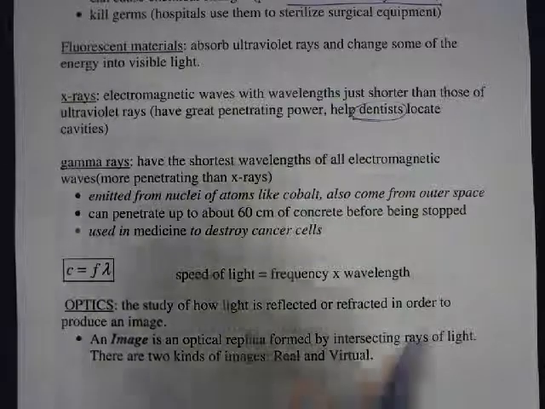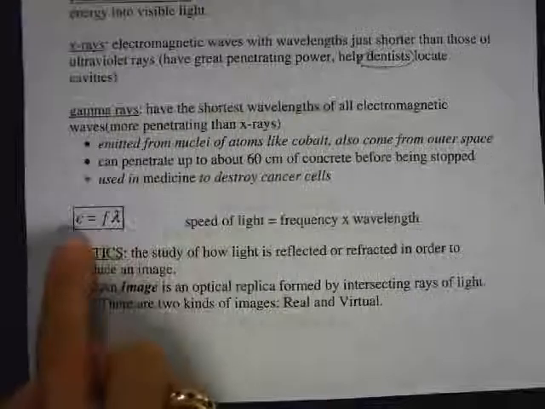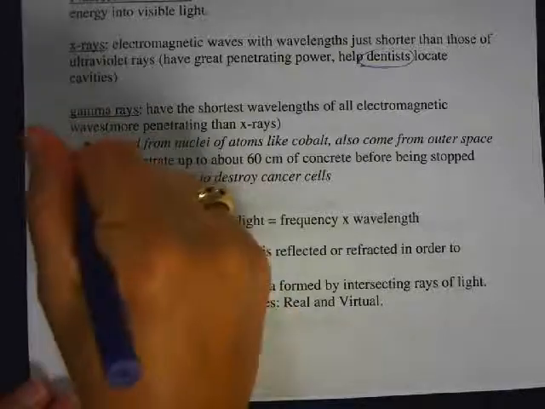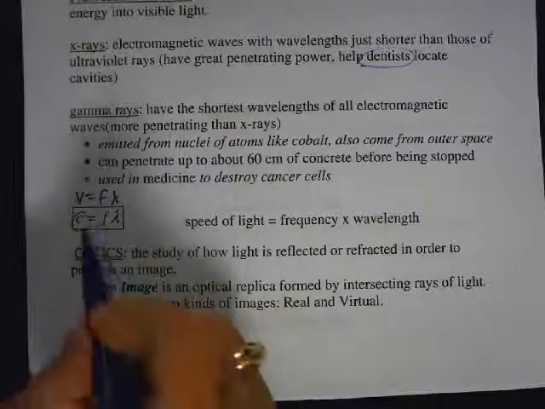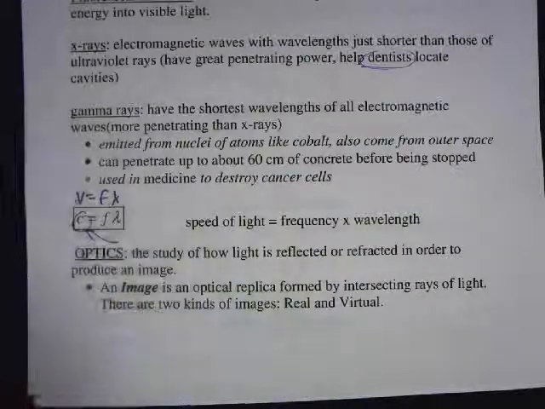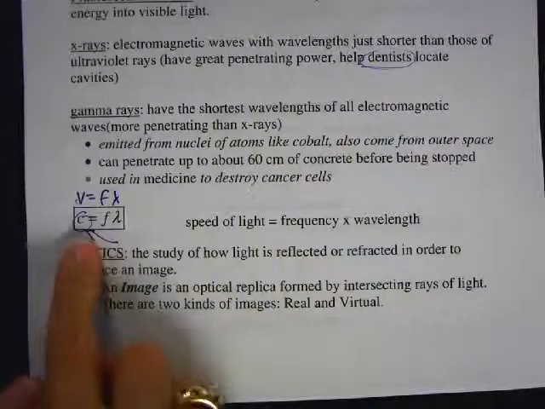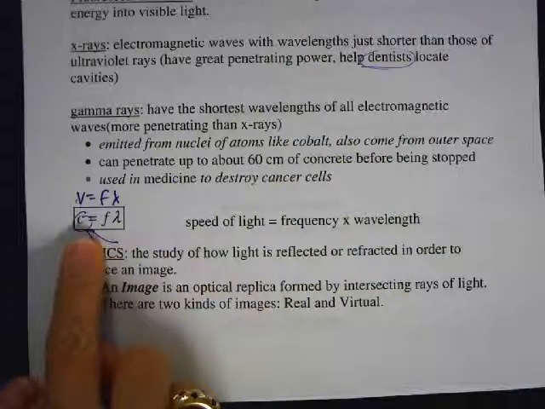So the one equation we have here is, it's just like v equals f lambda, except this is c equals f lambda because all electromagnetic waves travel at the same speed, 3.0 times 10 to the 8 meters per second.